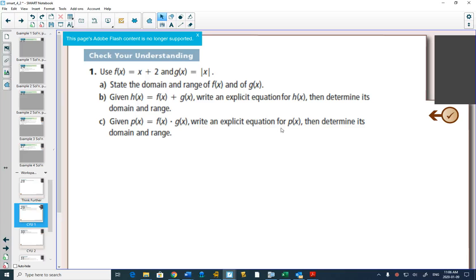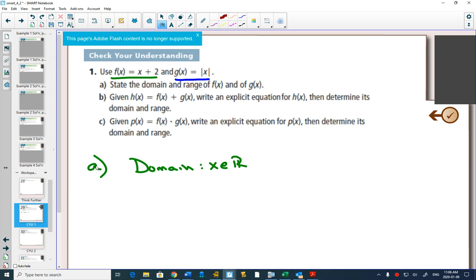2 and g of x equals the absolute value of x. In part A, I'm going to do f of x in green, all of my g of x marks in blue. So my domain for f of x is everything.